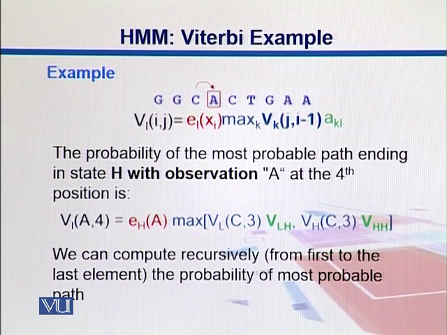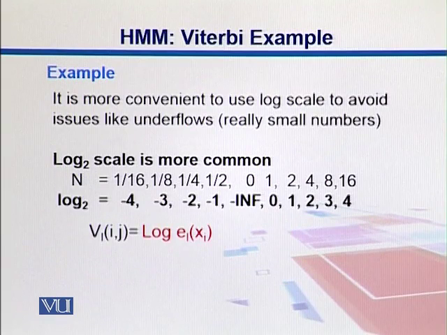We can compute recursively from the first to the last element the probability of the most probable path. In this way we can work for all those symbols, all those elements in this particular string. Since we are dealing with probabilities, which are really small numbers, multiplying those small numbers with one another creates underflow errors, so you get really small numbers.